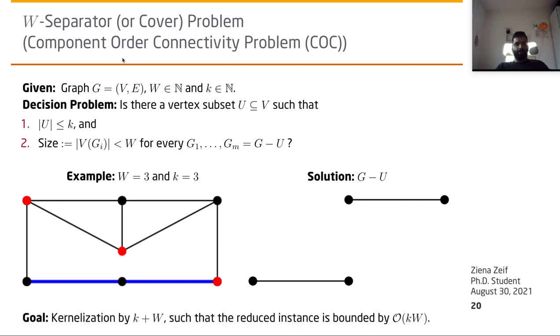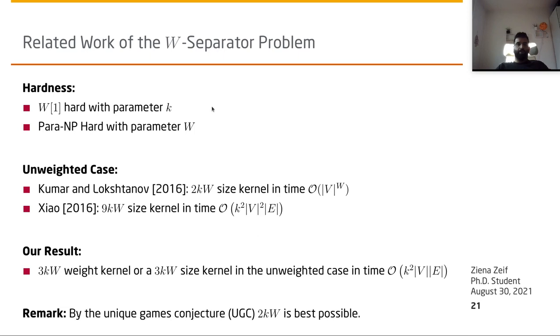Now let's come back to our goal. We want to find a kernelization algorithm by the parameters k and w, such that we can bound the reduced instance by O of k times w. Let me give you a brief overview of the related work on this problem. The problem is not fixed parameter tractable with the parameter k alone, or w alone, that is, we also cannot find a kernelization algorithm by the parameters k and w.